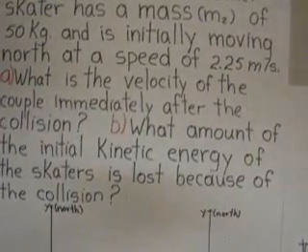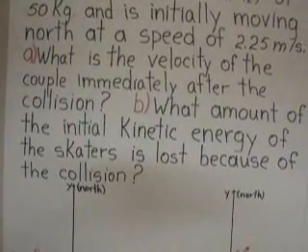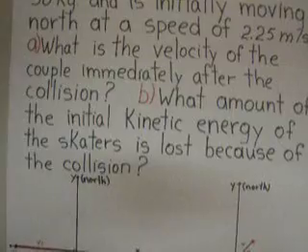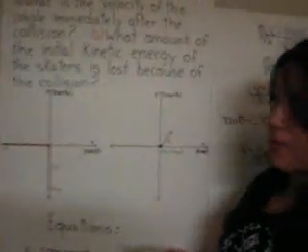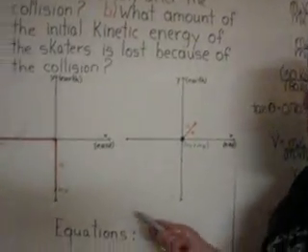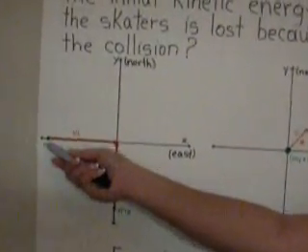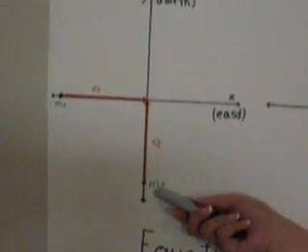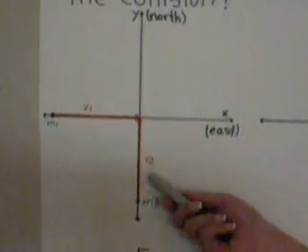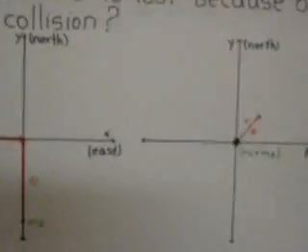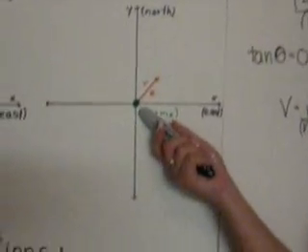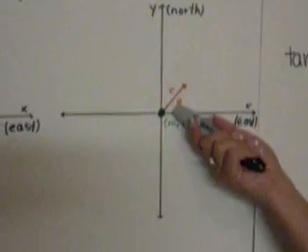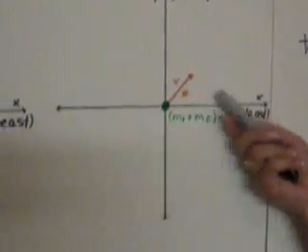B. What amount of the initial kinetic energy of the skaters is lost because of the collision? These graphs show the problem of the collision. M1, which is the first skater, is moving east on the x-axis, while the second skater, M2, is moving north on the y-axis. After the collision, they take on a new direction of theta, and it's on a tangent.